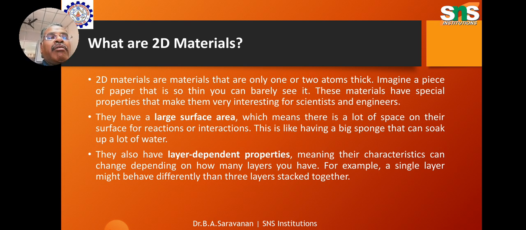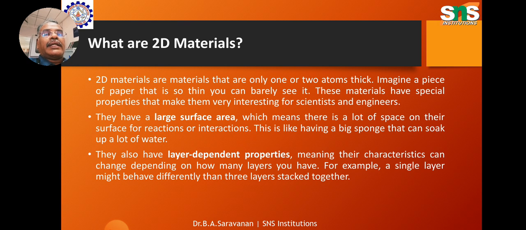Okay, so these materials have special properties that make them very interesting for scientists and engineers. They have a large surface area, so the functional area is more. So a large surface area is available for the 2D material. There's a lot of space on the surface for reactions and interactions. This is like having a big sponge that can absorb a lot of water. Okay, it's a simple example for better understanding.